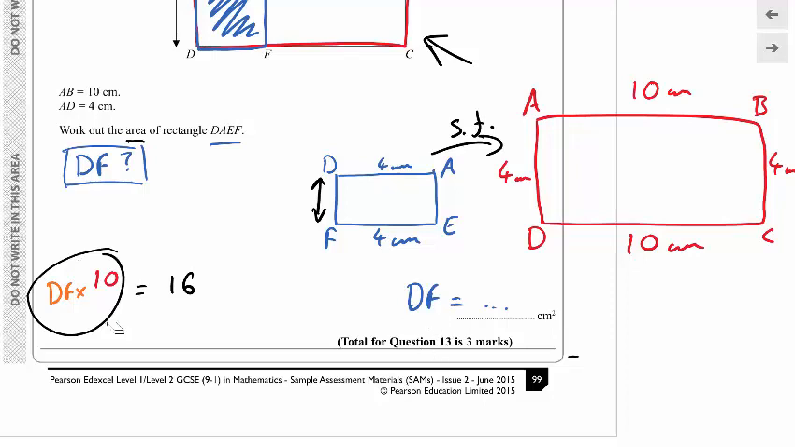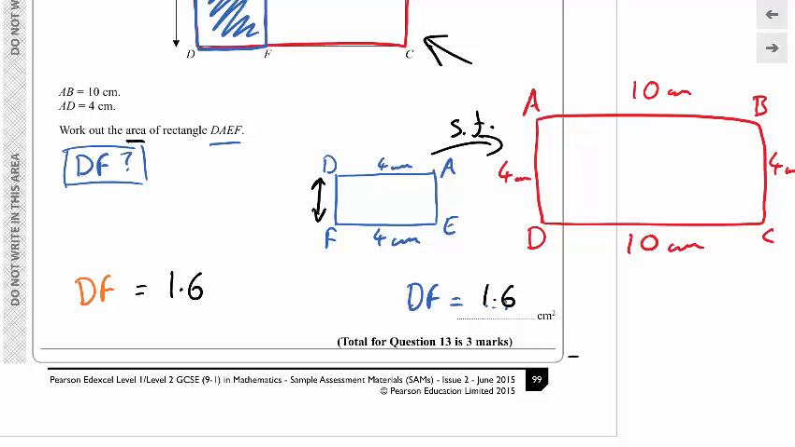So if DF at the moment is 10 times too big, I'm going to have to divide by 10, and I'm also going to have to divide by 10 on this side. So I've got 10 over 10 here, and 16 divided by 10, which is just 1.6. So DF is equal to 1.6.